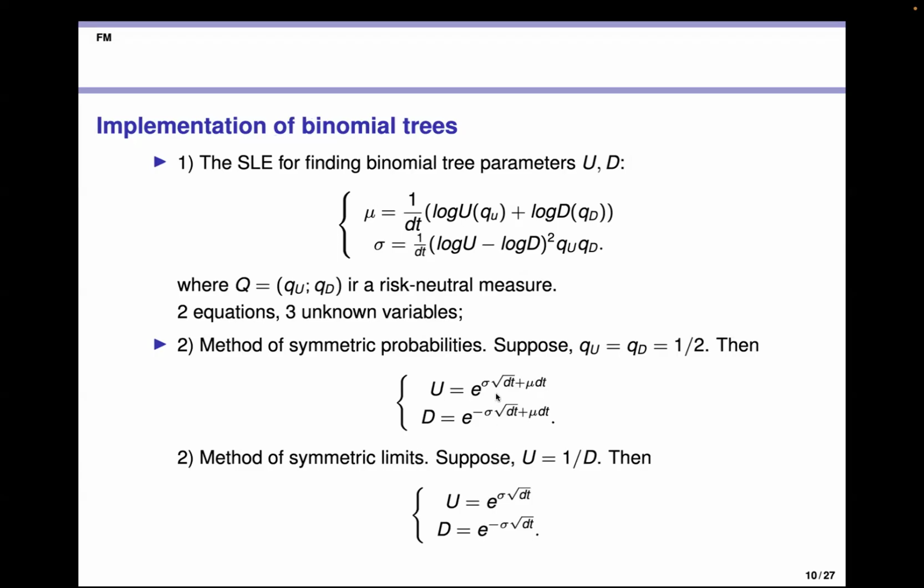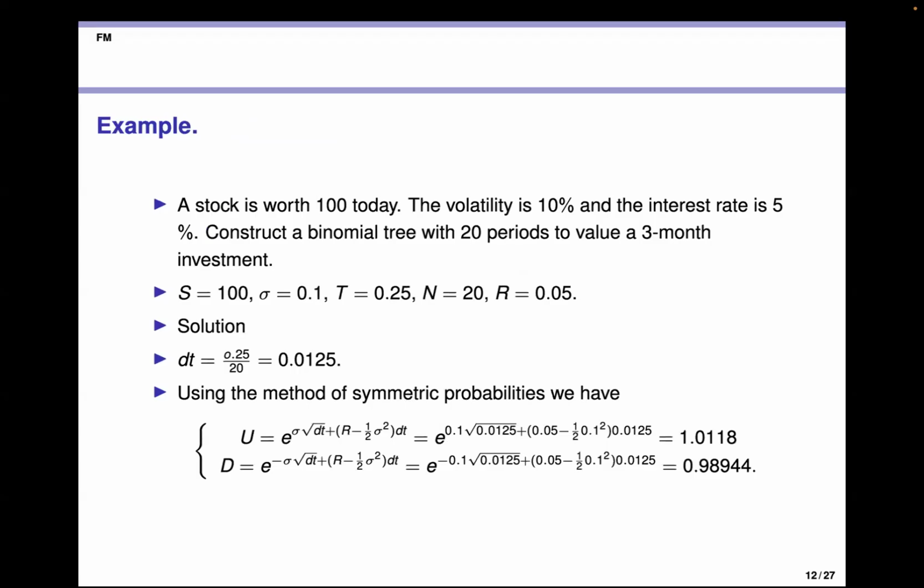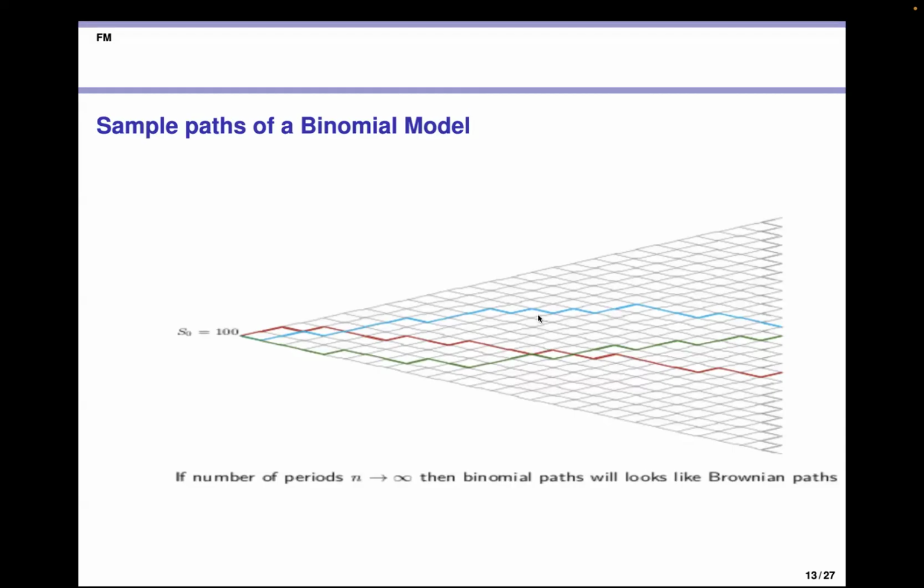So if we compare this, it is like this, but without mu dt, because it should be very little variables. So we can find u and d, and after that we can get this graph. So initial price 100, and it is like a binomial tree. And if the number of periods n tends to infinity, binomial paths will look like Brownian paths. But you don't know now what Brownian paths are, so you need only trust. Brownian motion we will learn in the master program.